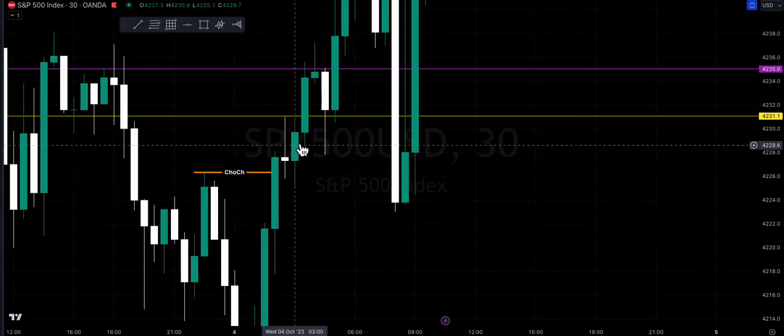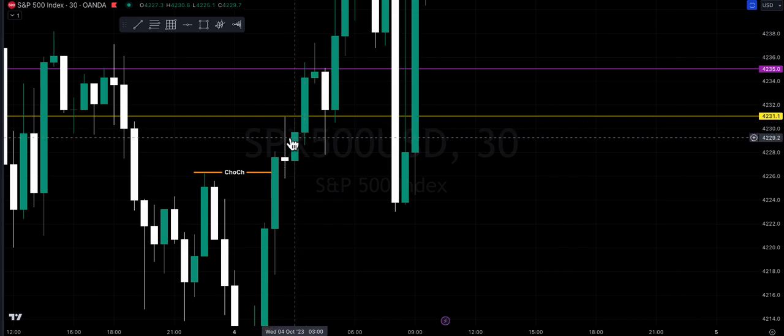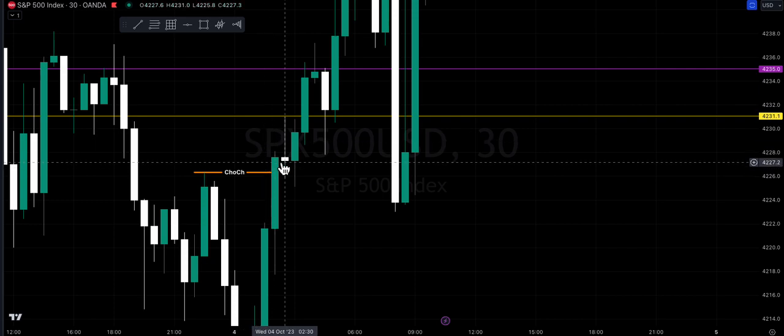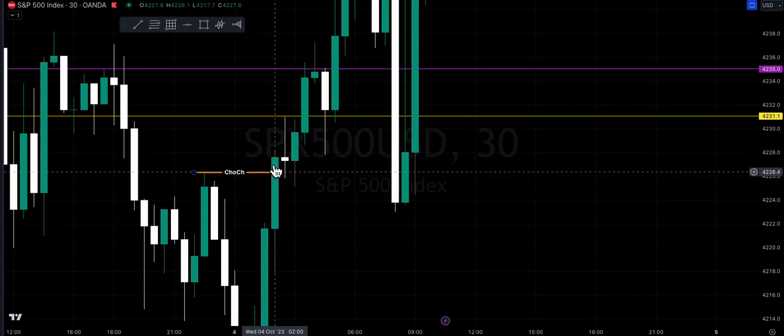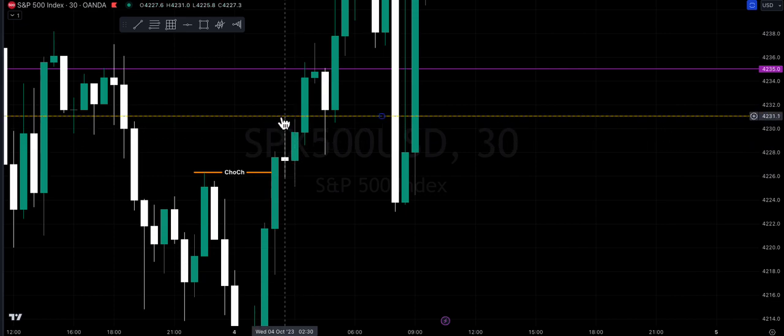Even though it was a green candle, imagine we don't have any colors on the candles. They're all just plain white or all green or all red, whatever it is. This candle over here, even though it was a red candle, was higher than this candle here, right? This candle here, even though it was green, was lower than this high.